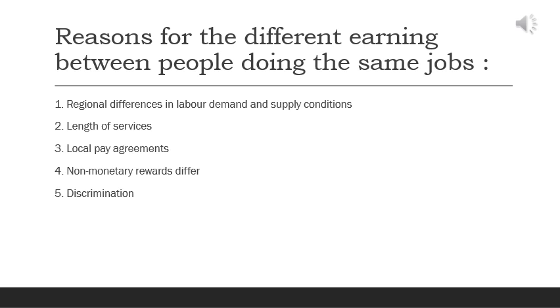Third, local pay agreements. Some national trade unions may agree a national wage rate for all their members through collective bargaining with employers. All workers belonging to the union with similar work experience and levels of skills will therefore receive the same wage wherever they work in a country. However, many workers and employers can often agree their pay locally, so regional differences in pay in the same occupation can occur.